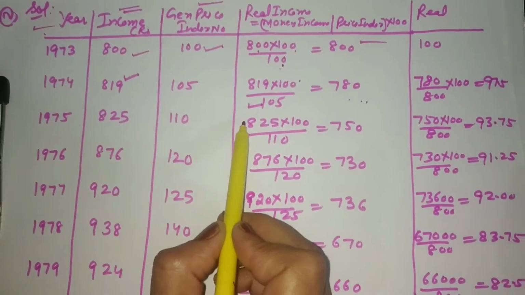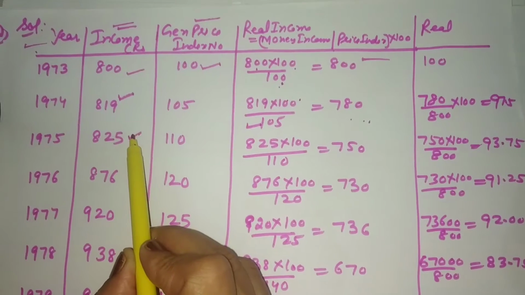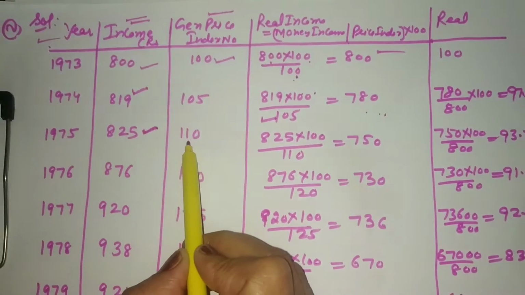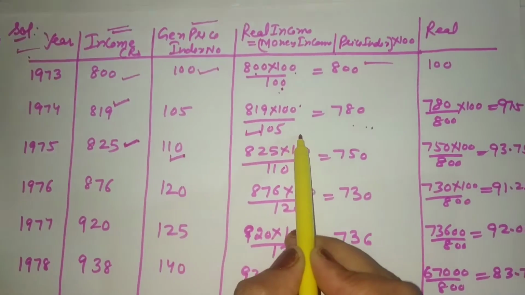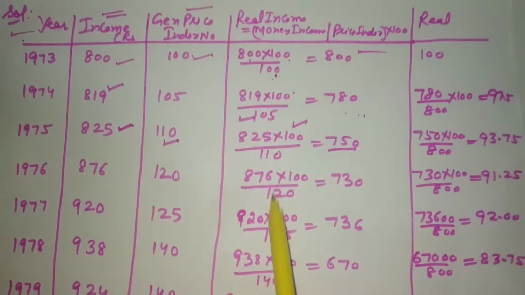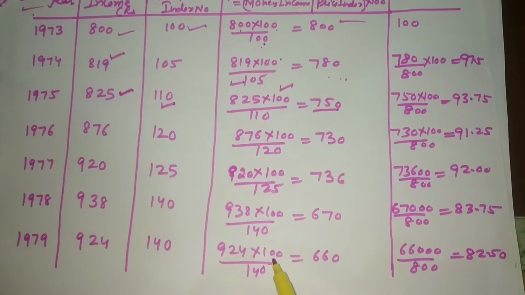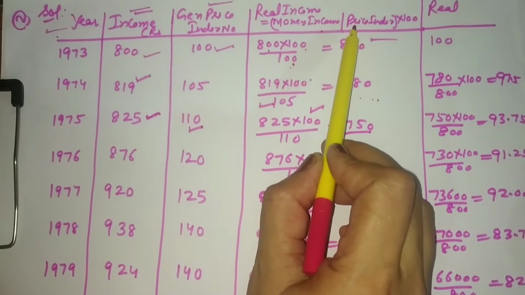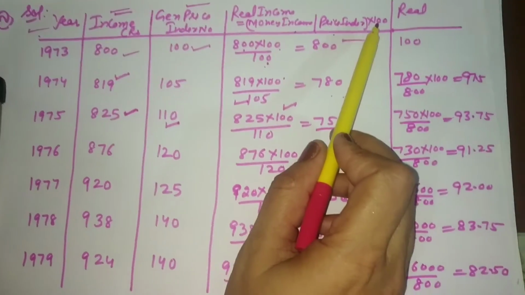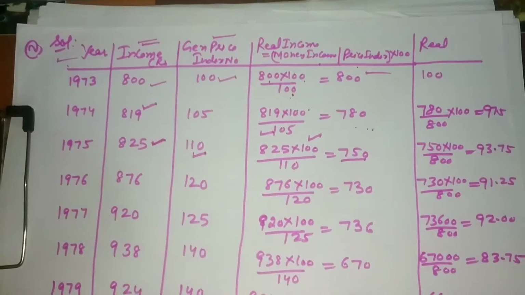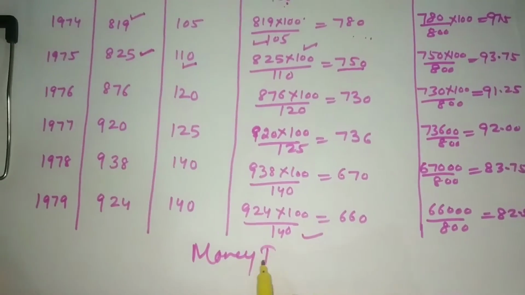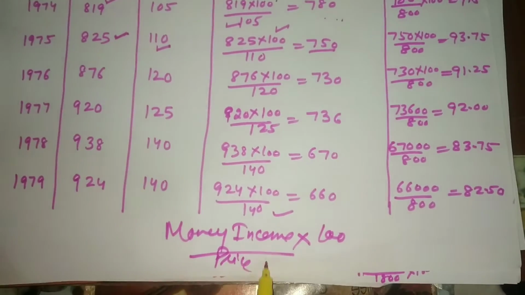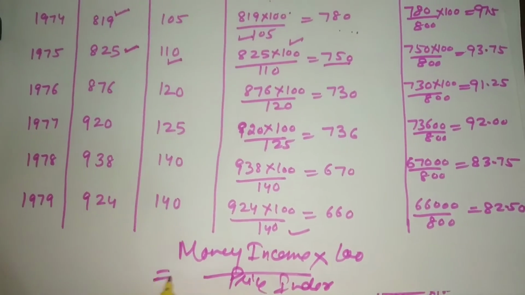Now, next is real income. Real income is equal to money income, money income is 825, divided by price index, price index is 110, into 100. That means 750. So similarly, in this way, I have calculated all the years' real income. The formula is real income is money income over price index into 100. That means we can also say money income into 100 over price index. This is the formula for calculating real income.